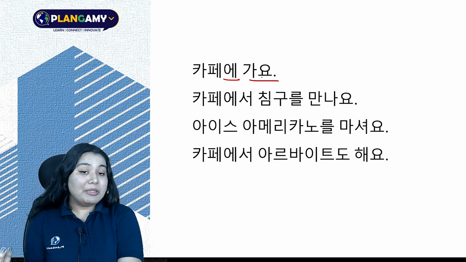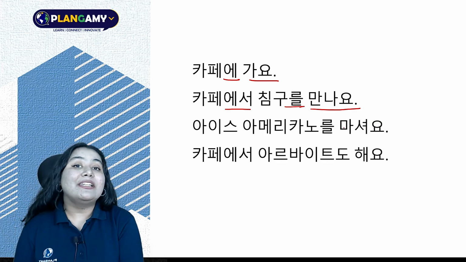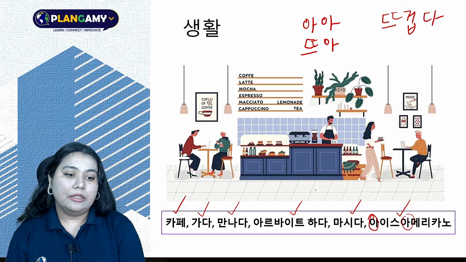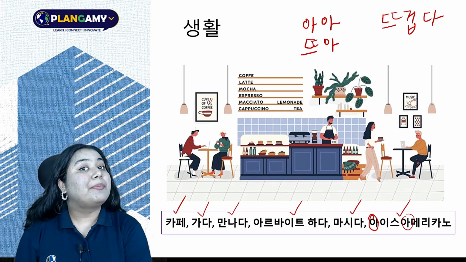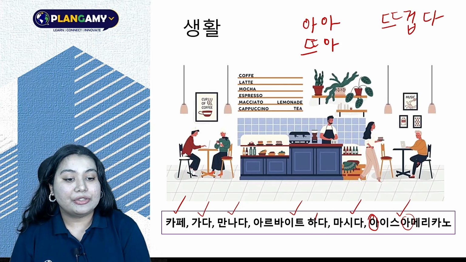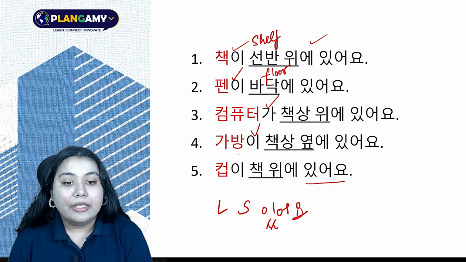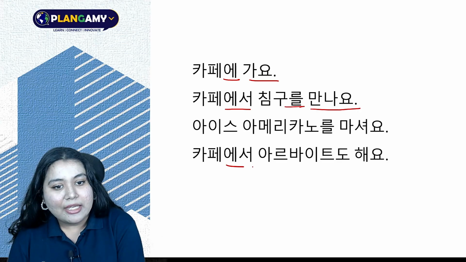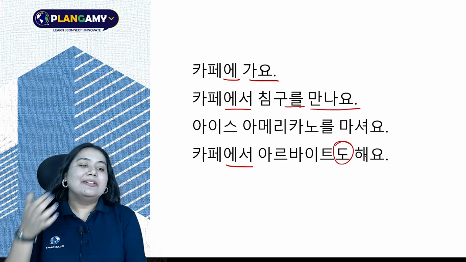카페에서. Where do we meet? 카페에서 친구를 만나요. I meet a friend at the cafe. Then I'm also doing Arbeit. So I can say arbeit을 해요. 하다 changes to 해요. So I'll simply change it to 해요. arbeit을 해요. Right? 카페에서 arbeit도 해요. I do Arbeit also.